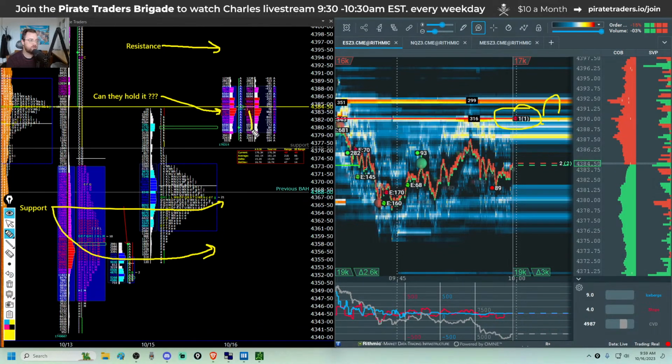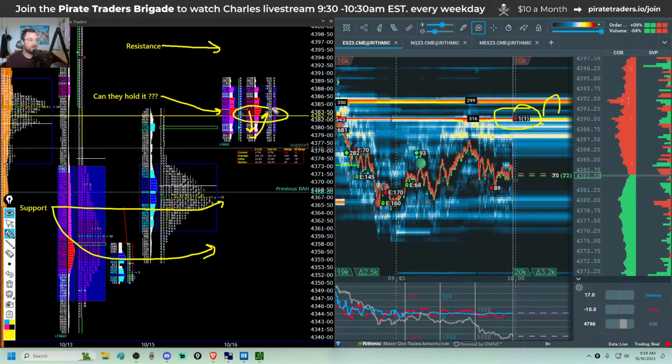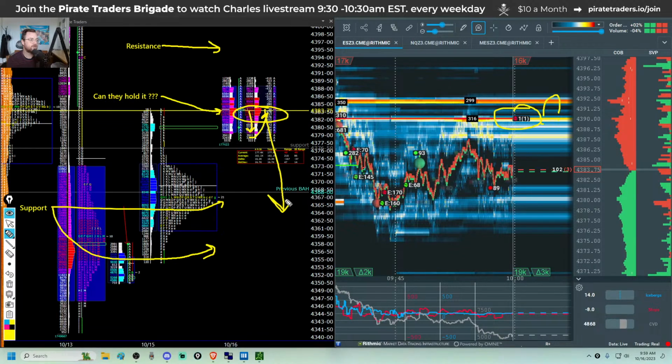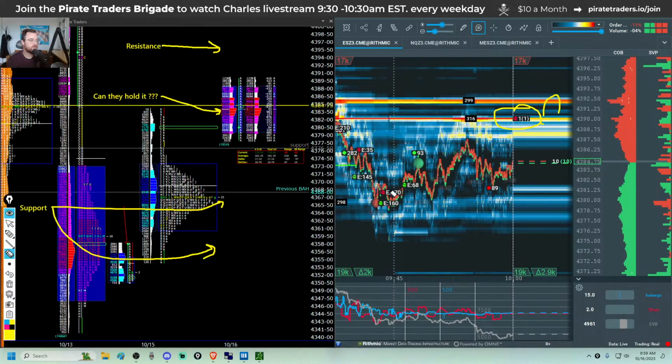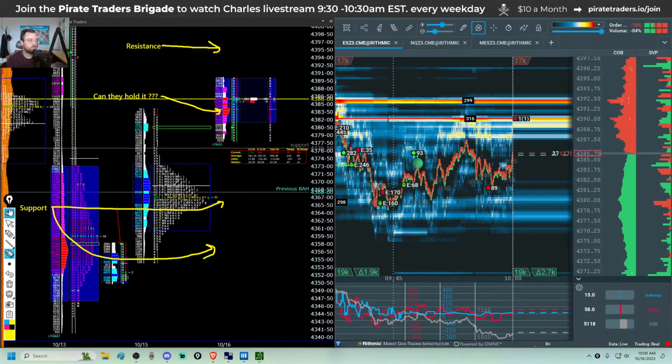So if we push back through the opening price now, and then come back up and turn what is currently support into resistance, that would be bearish. So let's see what happens. We're not there yet, but we're getting close. Probably right as we print the B period. Yep.